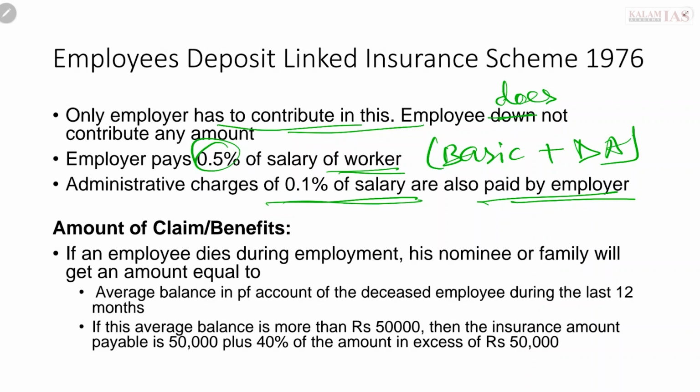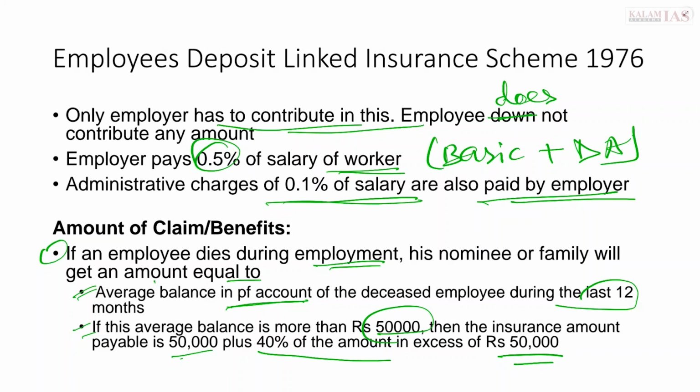This is basically an insurance scheme, a life insurance scheme. If an employee dies during the employment, his nominee or family will get an amount equal to the average balance in the PF account of the deceased employee during the last 12 months. And if this average balance is more than rupees 50,000, then the insurance amount payable is 50,000 plus 40% of the amount in excess of rupees 50,000. Okay, so if every year the average balance in the last 12 months was 50,000, then you will get up to 50,000. Otherwise, you will get up to 70,000 rupees. Okay, just for the sake of immediate life insurance security.